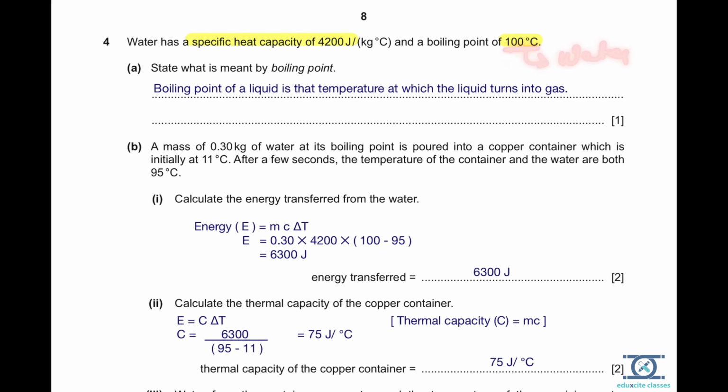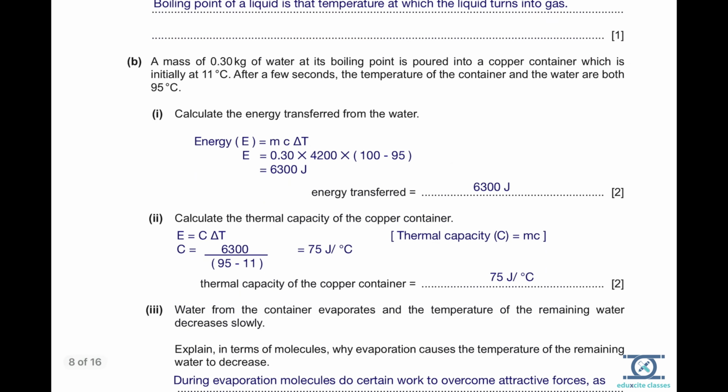So at 100 degrees centigrade water is converted into steam, that is the gas part of the liquid, water liquid. Okay, now the B part.